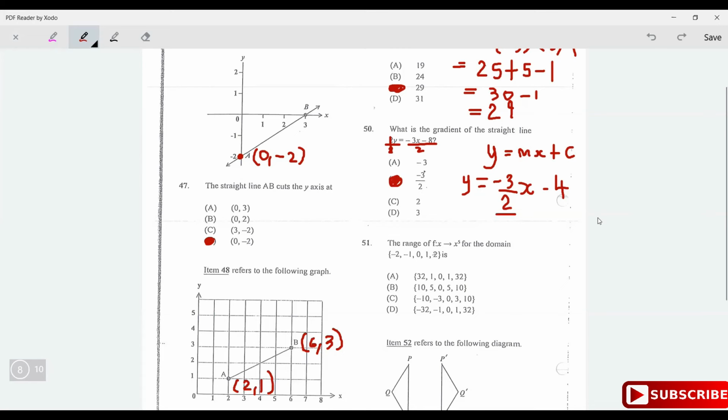Nice. Question 51. It says the range of f of x, where f of x is equal to x to the 5th, and they give us the domain. Now this is how you find the range. All right, this is how you find the range. So I'm going to write down the range here.